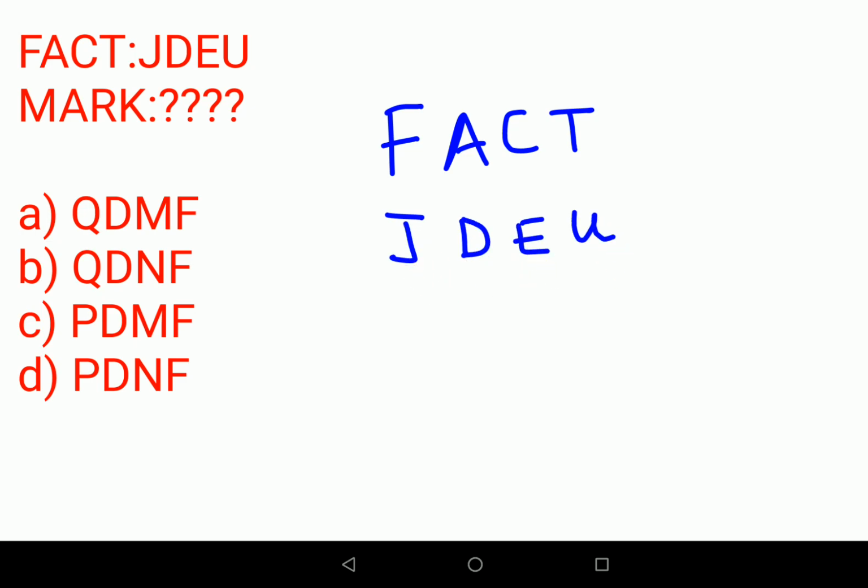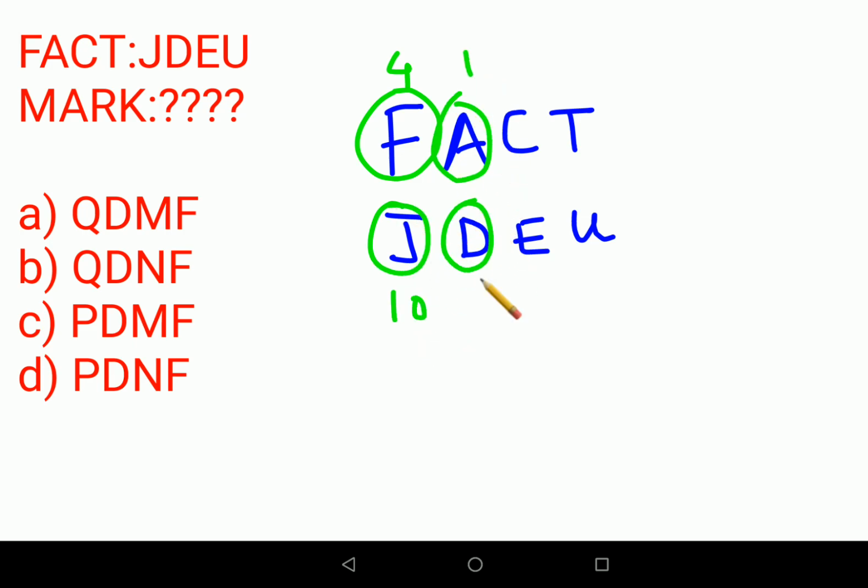This one is quite interesting. So what you do for this one is, they have said FACT is represented as JDEU. Now see, FACT was which number? This number is 6, and this is 10. This is 1, this is the fourth number.